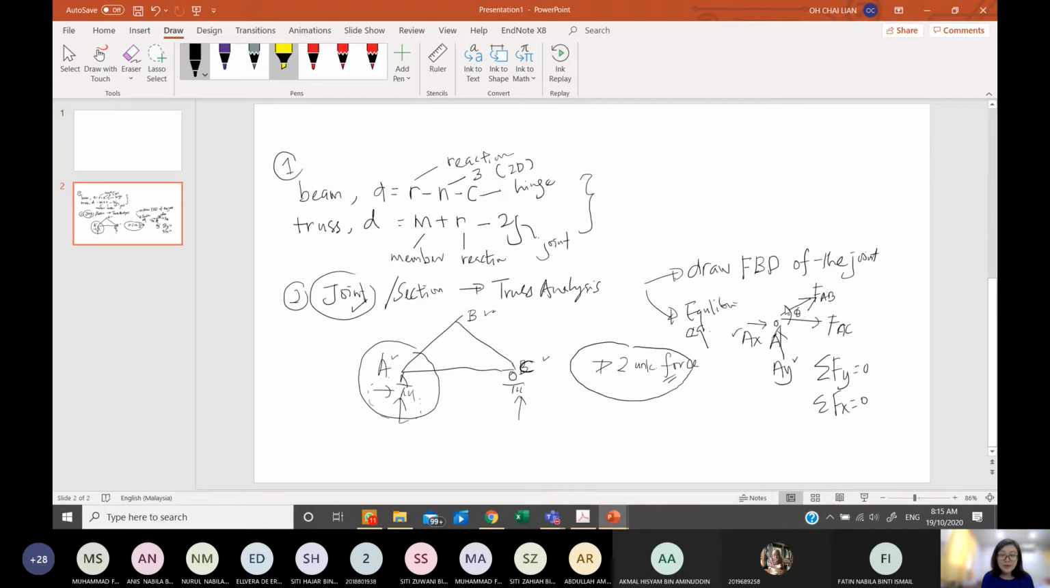Any questions here, class? Good, madam, good. Okay, so the third step we have learned is to determine the deformation of the joint.